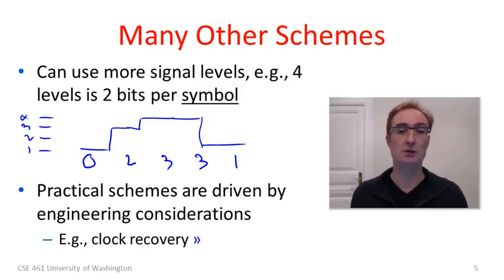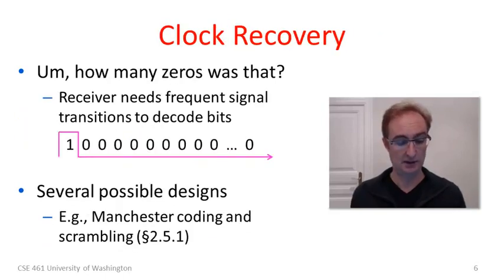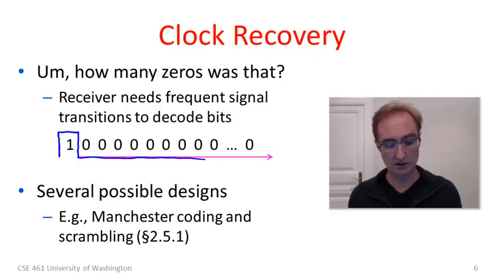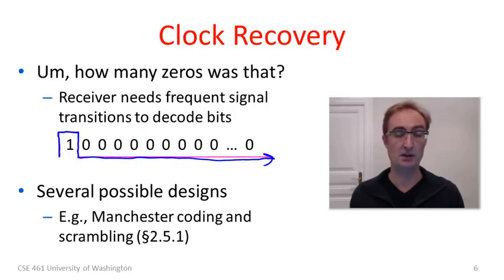The schemes which are used in practice are very much driven by engineering considerations for how you get this to work. I'm going to talk about one of those considerations, which is called clock recovery. So for clock recovery, here's an example of the problem. Imagine that we have this NRZ signal here. Here it is, a 1, and then a 0, a 0, a 0, a 0, lots of zeros, a big long run of zeros. If you are the receiver, you see this signal, but you don't see the bits, of course. Your job is to work out what the bits are.